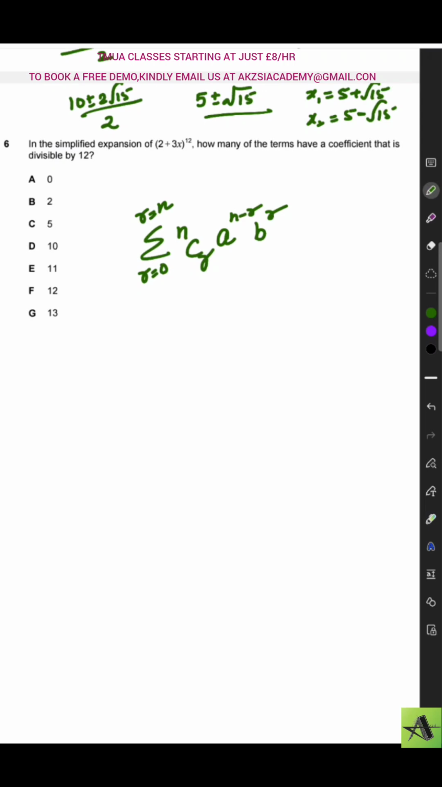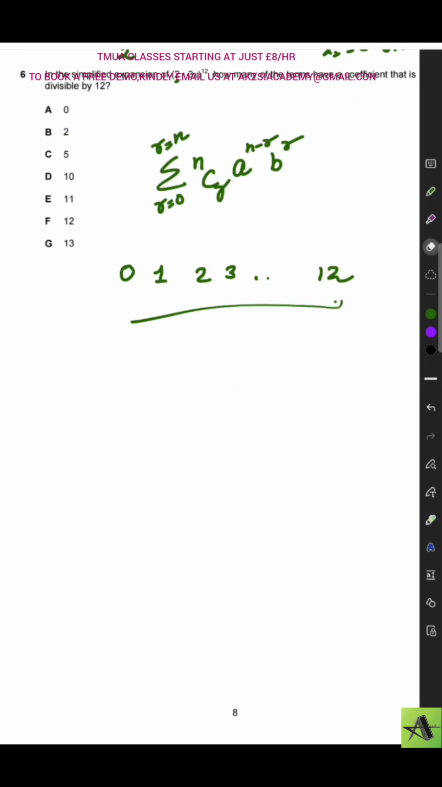If I ask what will be the total number of terms, I start by putting r equals 0, 1, 2, 3 till 12. So obviously the total number of terms is 13. Out of these 13 terms, we have to find how many terms are not divisible by 12. If a number is divisible by 12, it has to be a multiple of 4 and a multiple of 3.